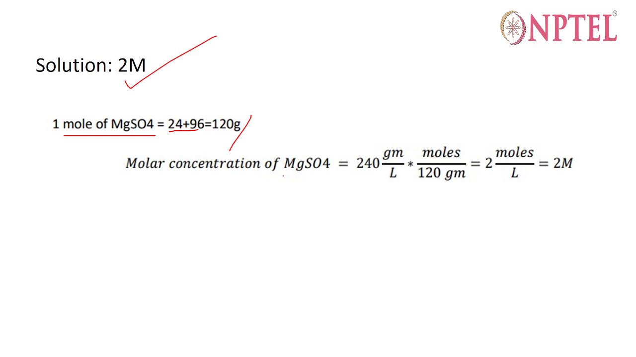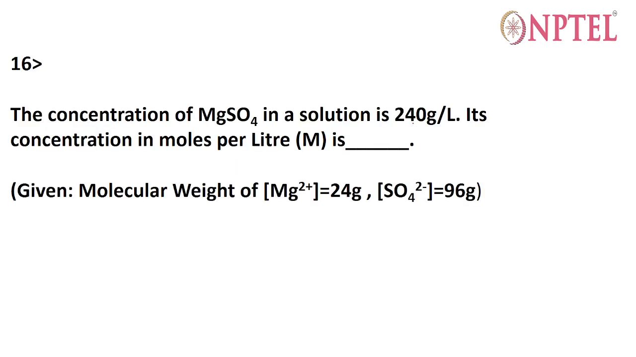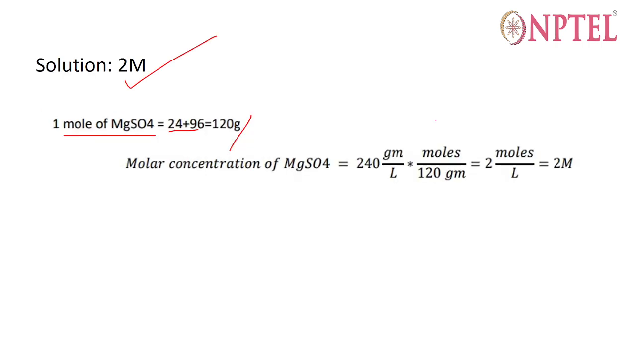So now the molar concentration of MgSO4, it was given how much? The concentration of MgSO4 in the solution was 240 gram per liter. Now you have to convert it into moles, right? How will you convert this? Just for your reference, what is the molar solution? What is the concept of molar solution?